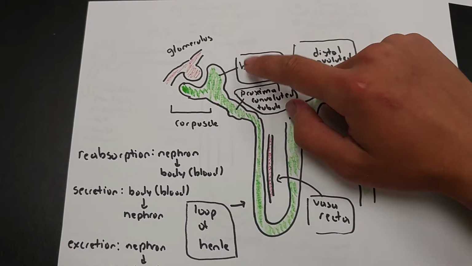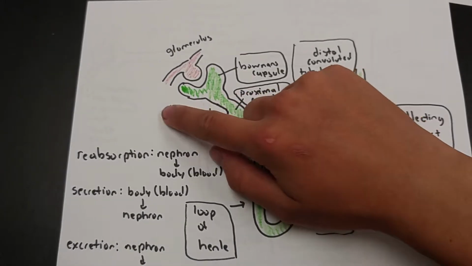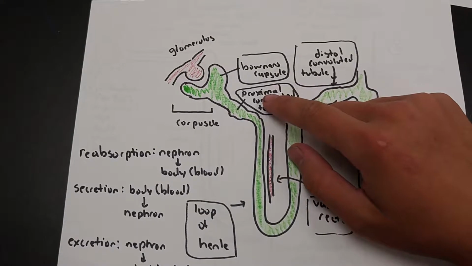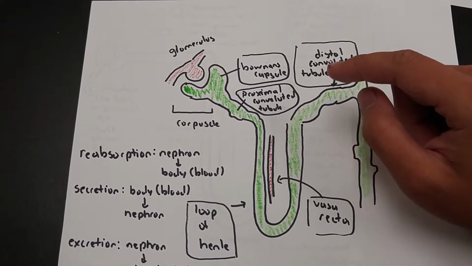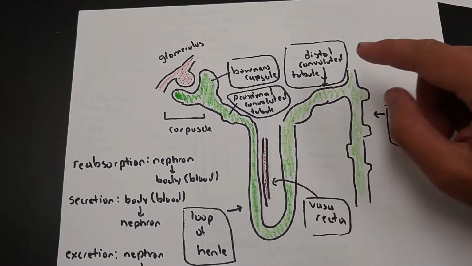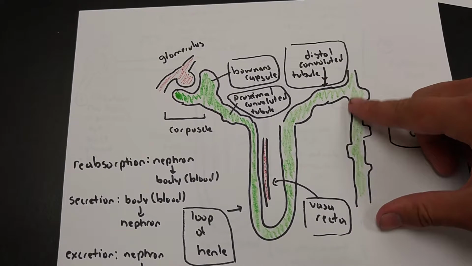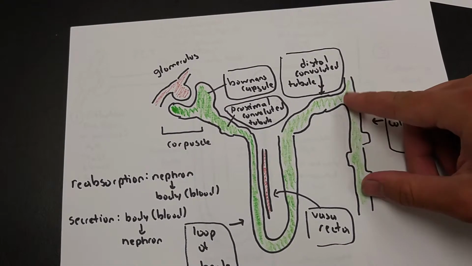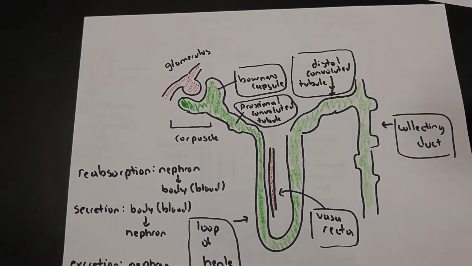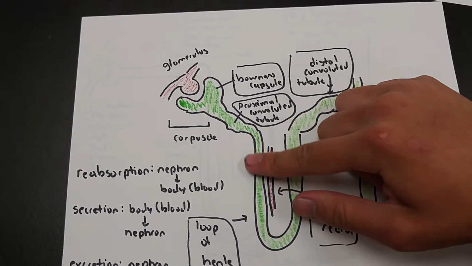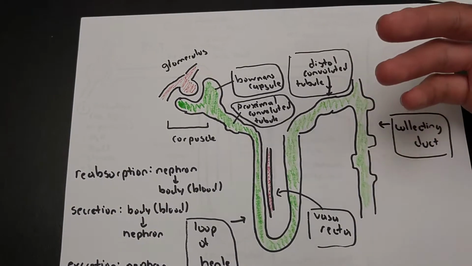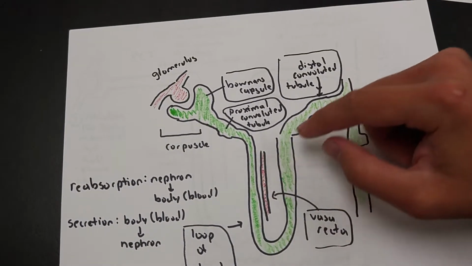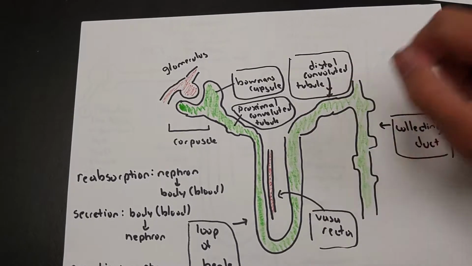And the glomerulus and the Bowman's capsule, those two combined are called the corpuscle. Now the next part of the nephron is the proximal convoluted tubule, and then the loop of Henle, and then the distal convoluted tubule, and then the collecting duct. And the collecting duct is where the waste products are excreted into the bladder, where they make urine. Now, all of this is surrounded by a blood vessel, or many blood vessels, and that's called the vasa recta. And what those blood vessels do is reabsorb the stuff that goes into the nephron.